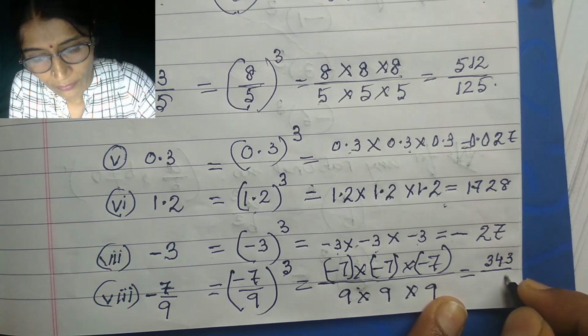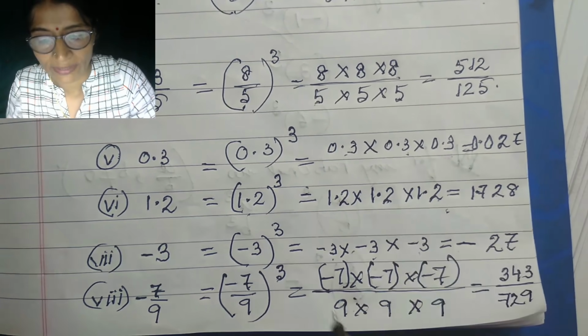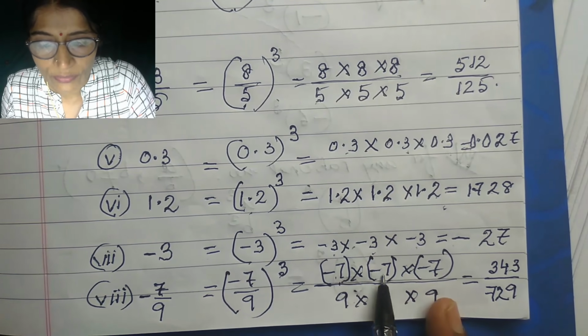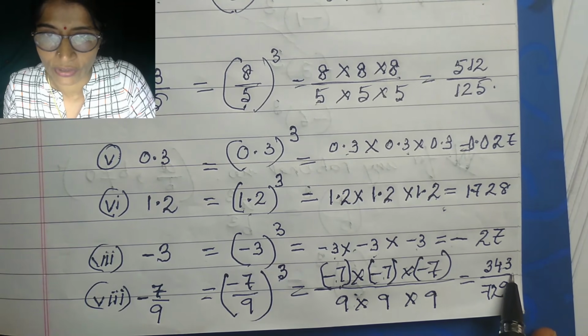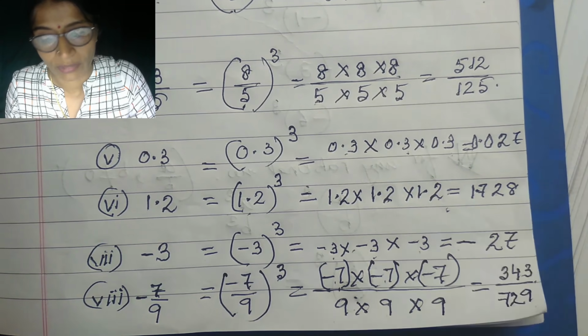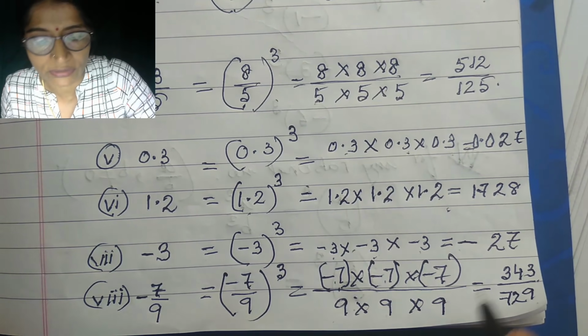And 9 nines are 81, 81 into 9 is 729. And this is the minus sign. What I have done: 7 into 7 into 7 is 343, and 9 into 9 into 9 is 729. But think about the sign: minus into minus is plus, again plus into minus is minus.